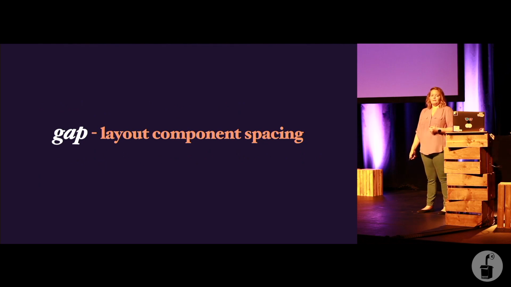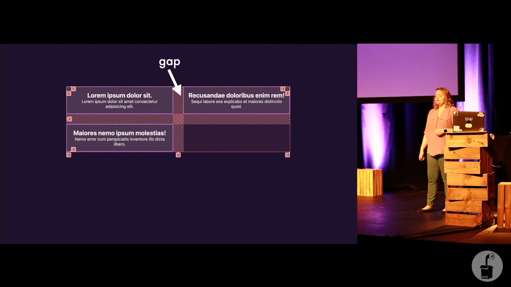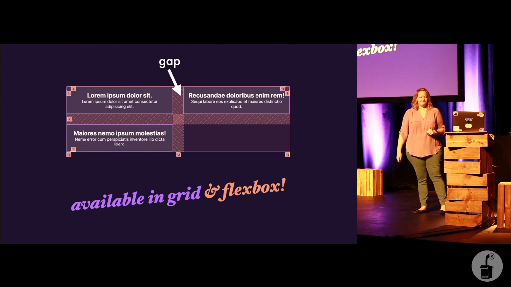Our final spacing property is gap. Now, we're going to specifically consider gap in the context of layout component spacing. So, for example, that intrinsic grid that we reviewed earlier. We'll once again be using clamp, but switch it up to use vmax and rem. As a reminder, gap is applied between elements in both row and column orientations. By the way, we have had full cross-browser gap support for Flexbox and Grid for over a year.